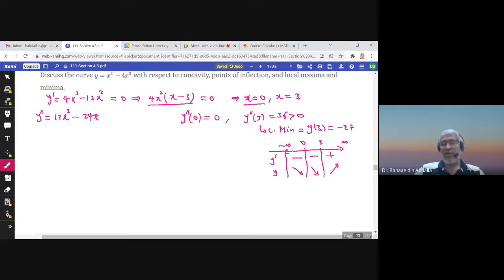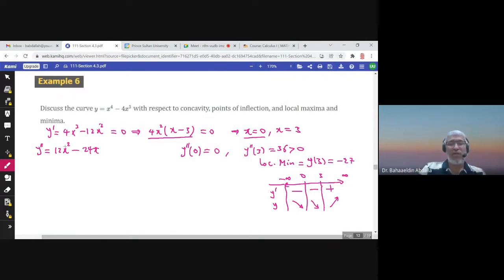And I can see also from the first derivative test that I have a local minimum at 3. So really y of 3, or negative 27, is the local minimum. But at 0, I notice that it is decreasing, so nothing at 0. So I have neither a local minimum nor a local maximum at 0. And I got this from the first derivative test. All right. So discuss the curve, points of inflection, local maximum, local minimum finished.